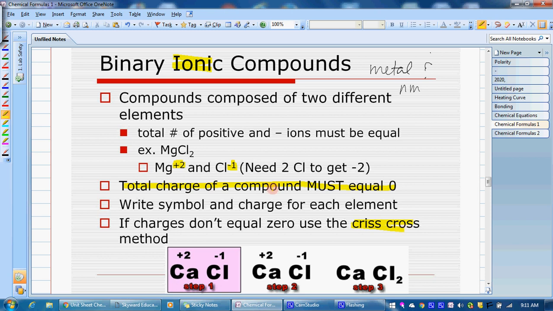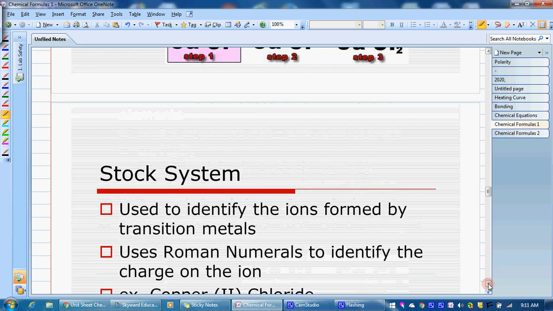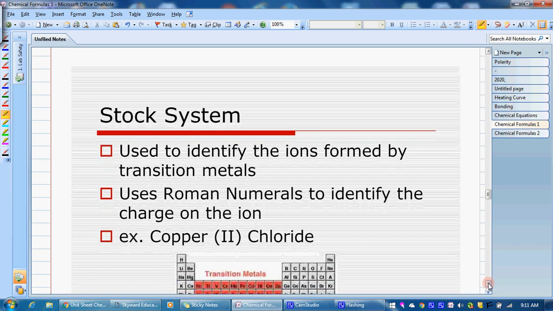And if you look down here, you can see that calcium has a plus 2 charge, so that ends up being the subscript for chlorine. Chlorine has a negative 1 charge, and so we don't write anything if it's a 1, but that ends up being the subscript for calcium. So that's an easy way to do binary compounds.